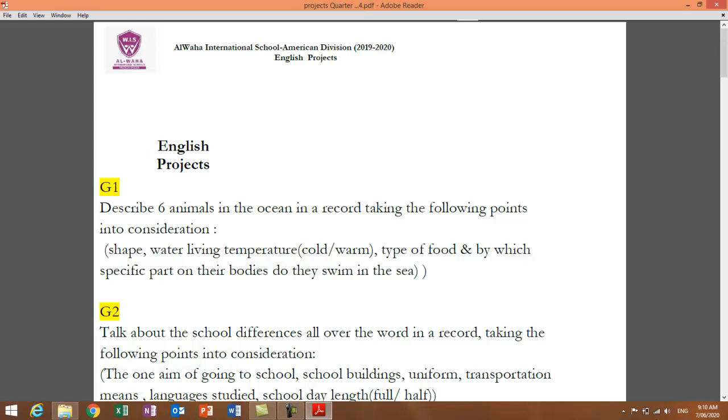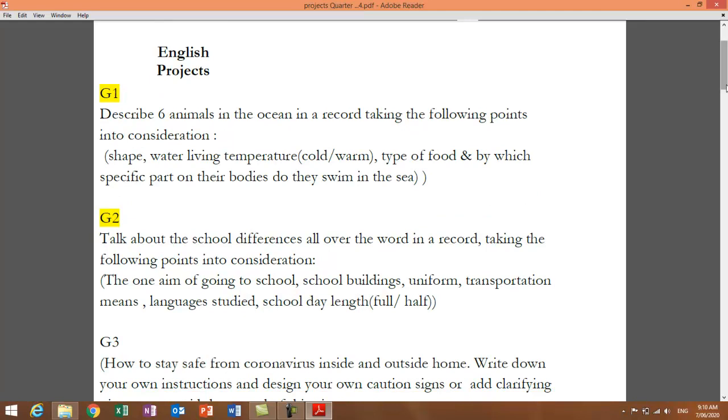Here we are, the first evaluation or the first project for grade 1. Grade 1 project is to describe 6 animals that live in the ocean, recording the following: the shape of the animals, water living temperature, cold or warm, type of food they are eating, and also by which specific part on their bodies do they swim in the sea, how they swim, what makes them able to swim in the sea.